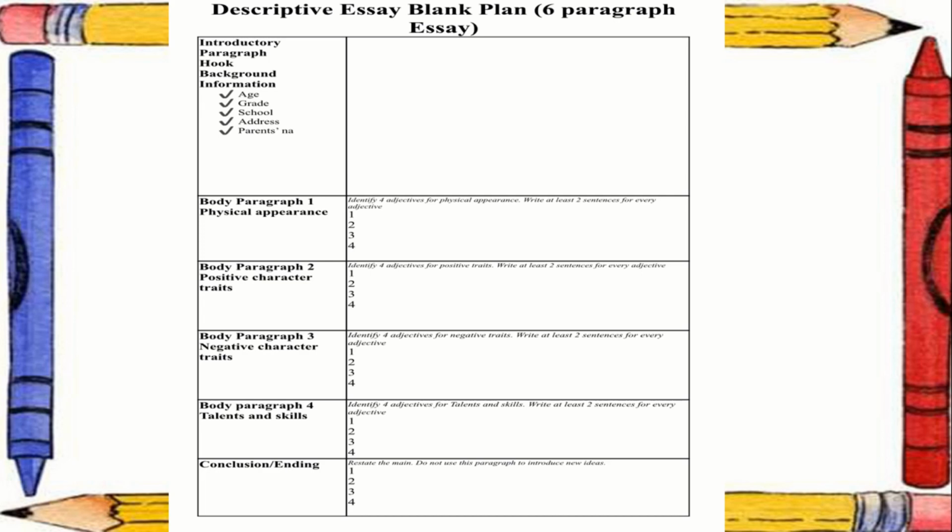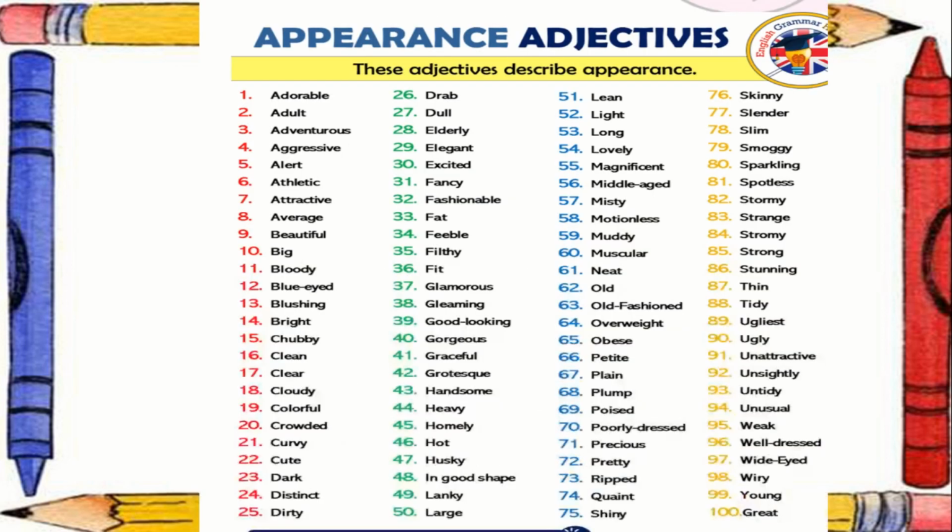Again, you can pause the video to recap. You have the introduction, you have the body paragraph 1, where you're going to speak about the physical appearance, body paragraph 2, positive character traits, body paragraph 3, negative character traits, body paragraph 4, talents and skills, and of course, you have the conclusion. Now, I included a list of words or different lists with different words that you can use to describe your best friend.